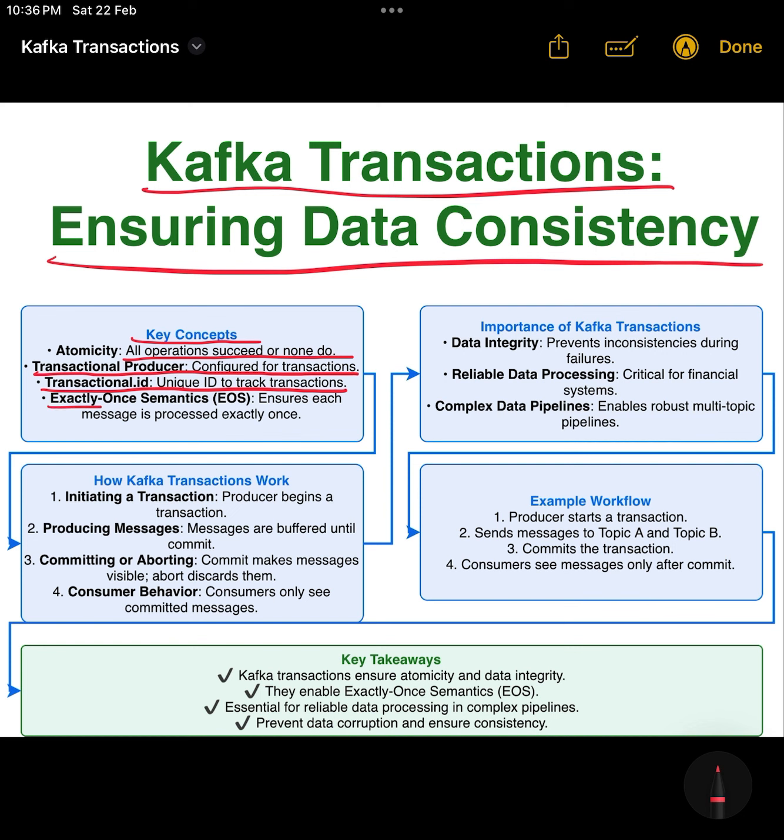Exactly once semantics, EOS. Kafka transactions are a key component in achieving EOS, which ensures that each message is processed exactly once, even in the event of failures.